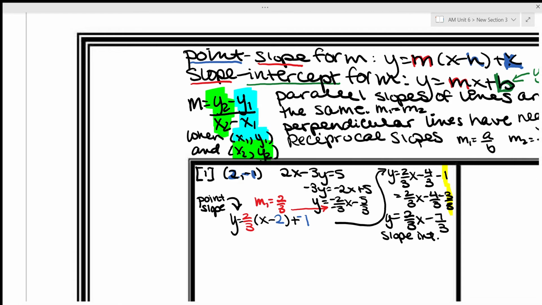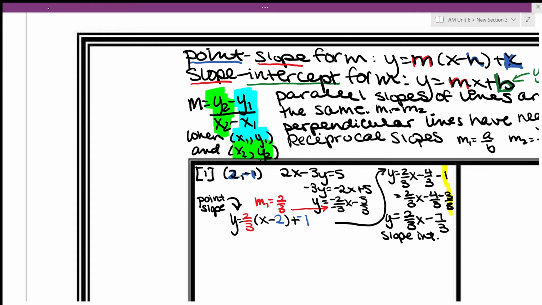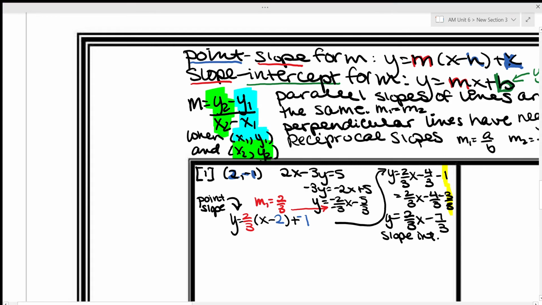Oh, I thought that was 3 over 5. Oh, I see what you're saying. That does look like a 5. I may write it less bold. It's a bit trickier.